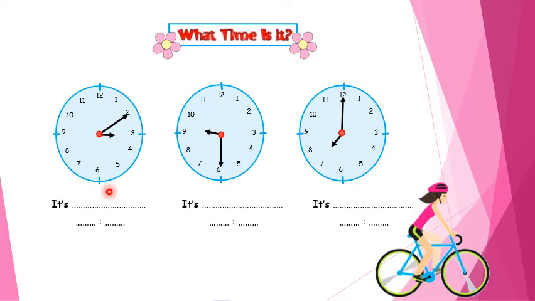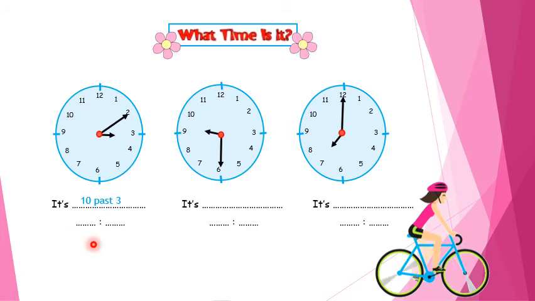Here I have some analog clocks and I want to read them and write them here, representing them in digital form. So I have here the long arm on 2 and the short arm on 3. The long arm is on 2, so it represents 10 minutes. So I can say it's 10 minutes past 3 o'clock, or I can say it's 10 past 3.